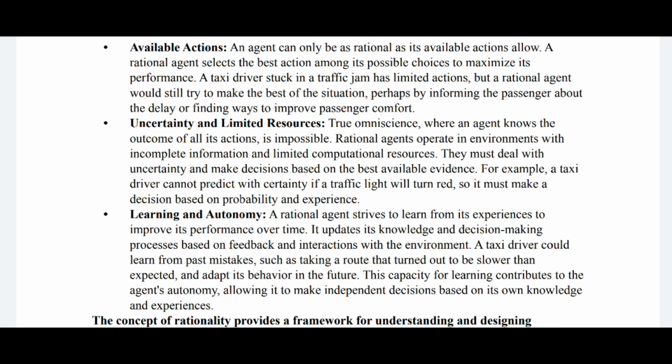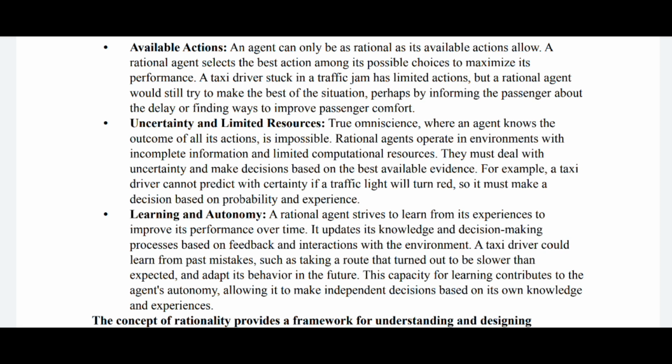Uncertainty and limited resources. Uncertainty means the limitation of resources, and we can also simply see that an agent knowing the outcomes of all its actions is impossible. Rational agents operate in an environment with incomplete information and limited computational resources. For example, a taxi driver cannot predict with certainty if a traffic light will turn red, so it must make a decision based on probability and experience.